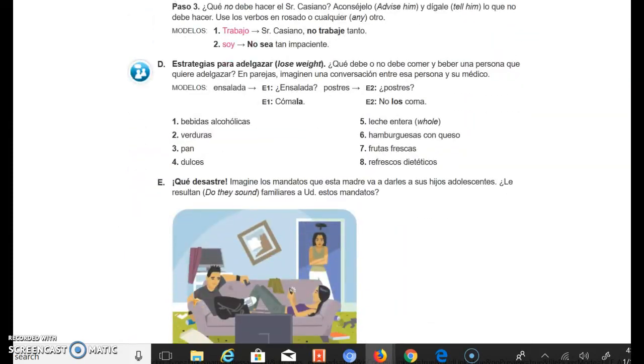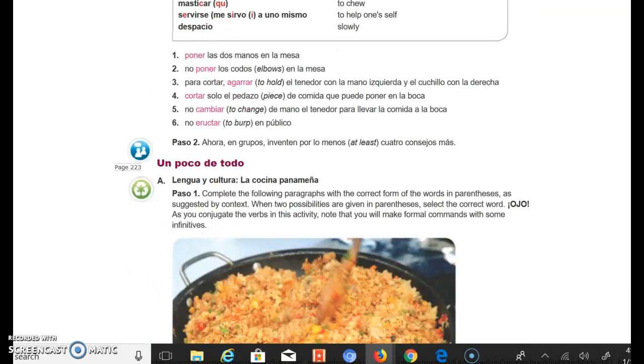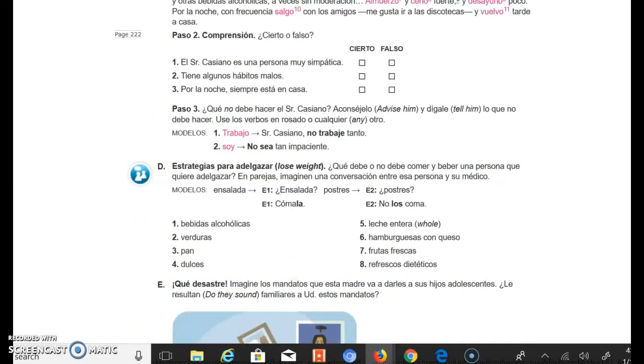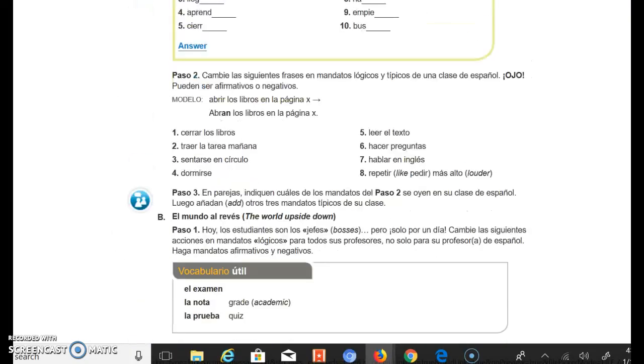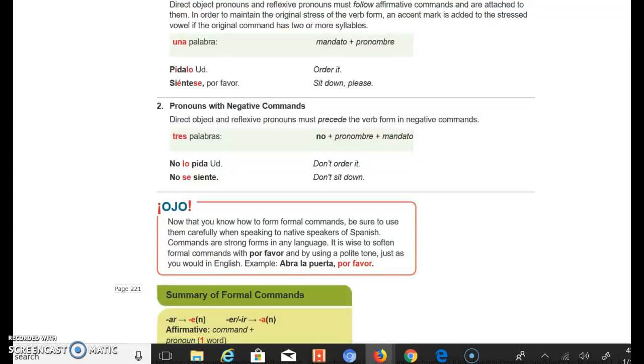All right, then what I want to show you too is how to know when to put the accents on commands that have the pronouns attached to them. Here is the rule of thumb. Anytime you have the third to the last syllable stressed in pronunciation, you would write a written accent on it. Pídalo. So you hear 3 to 1, and the third syllable from the last is stressed. So you'd have to put a written accent anytime the third to the last syllable is stressed.